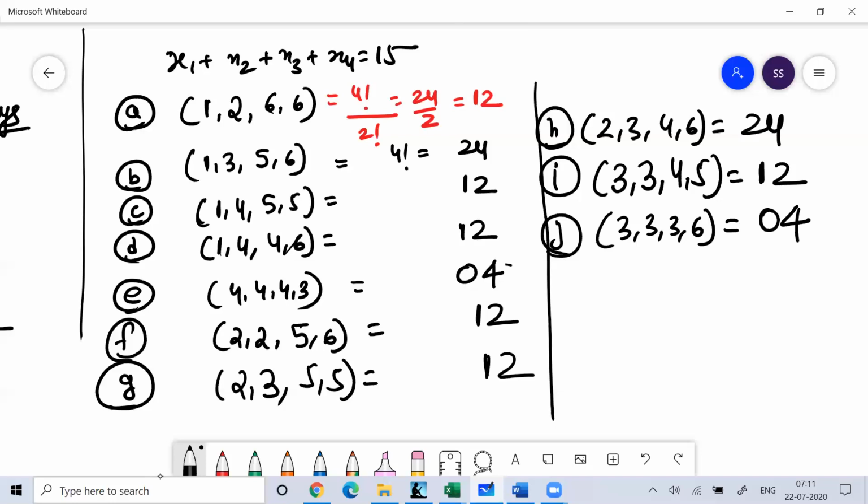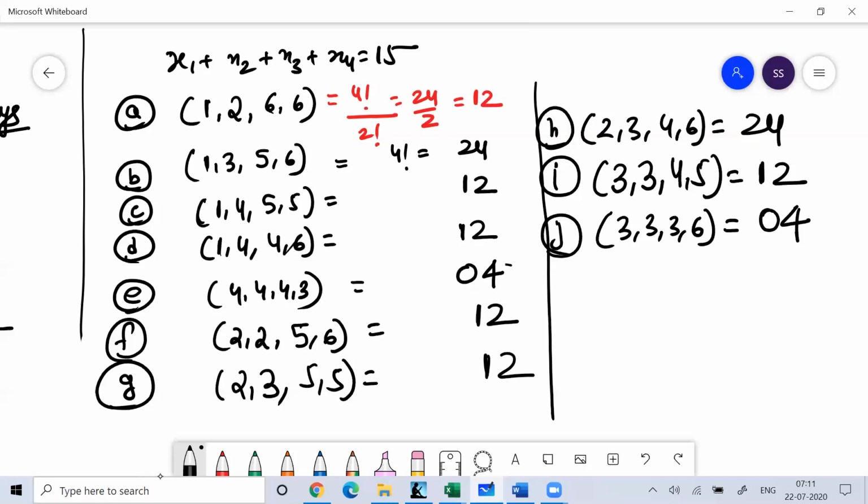5 5 is 10. Then 5 means 1 comma 4. 5 5 with 1 comma 4, that I did. Then 2 comma 3 also I tried. Then with 6, 6 also I think I've tried.